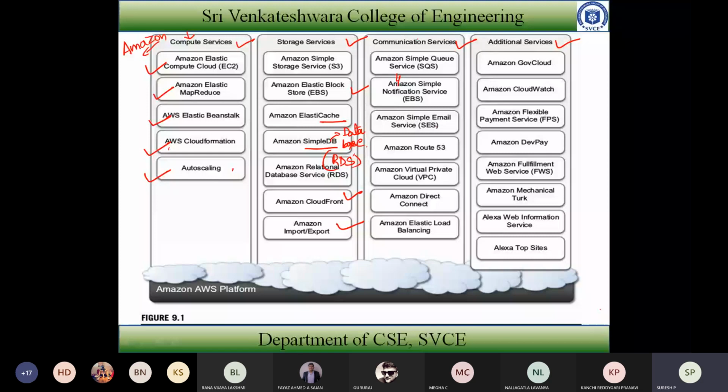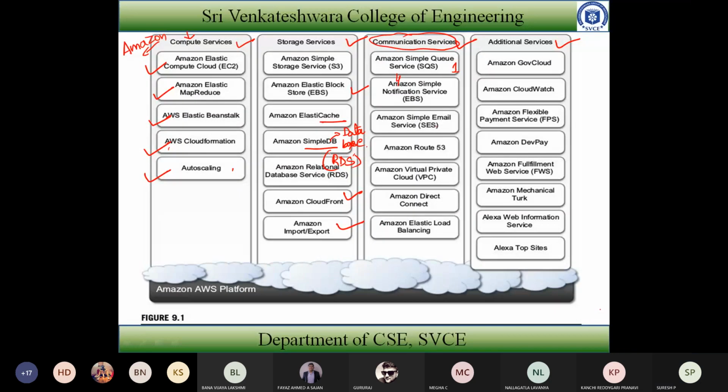Under communication services, the first one is Amazon Simple Queue Service. It is going to have the simple queue, and it is going to provide some services in that. We will discuss further how that particular service will be provided, and we will see that.